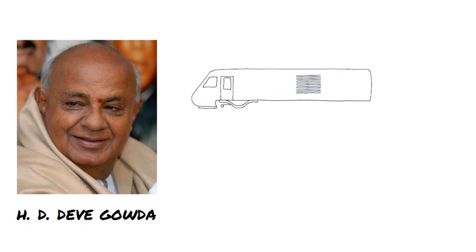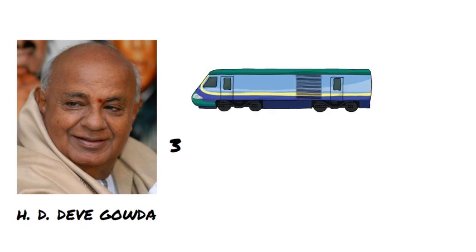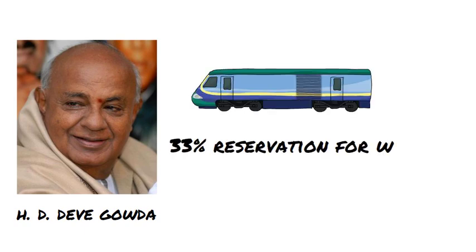11. H. D. Deve Gowda. He served as the PM from June 1996 to April 1997. During his short tenure, he kickstarted the Delhi Metro project and introduced a bill for 1/3 reservation for women in Lok Sabha and state assemblies, but the bill could not get through.